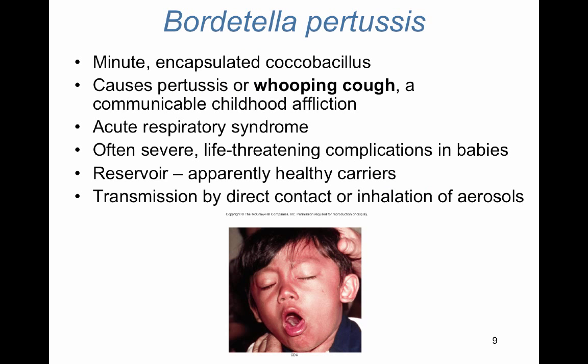And then we have Bordetella pertussis, which is the causative agent of whooping cough, which is seen primarily in young children. And it's worthy to note that this is often associated with severe life-threatening complications in babies. As far as the transmission route, it's through direct contact or inhalation of aerosols.